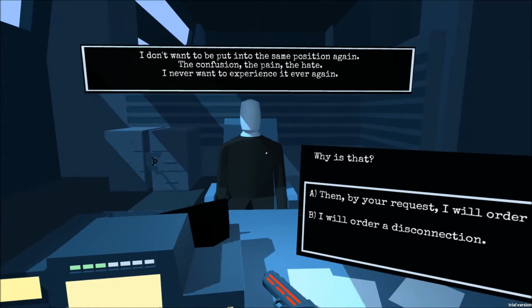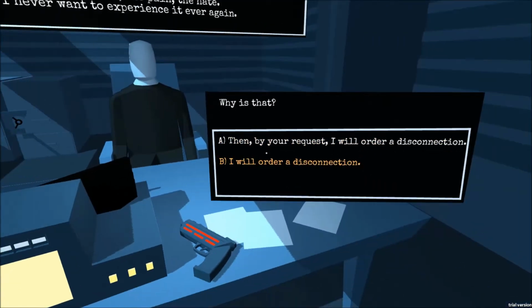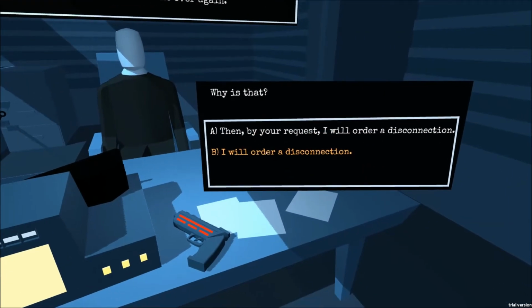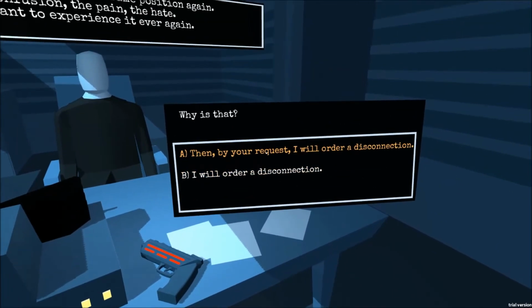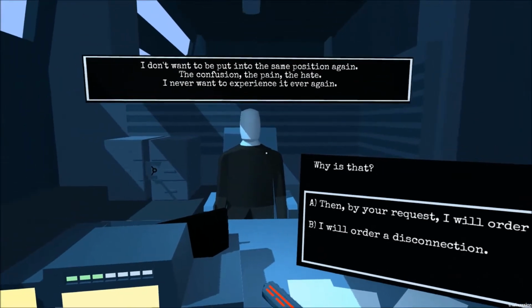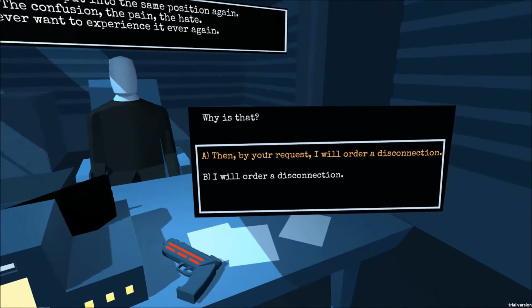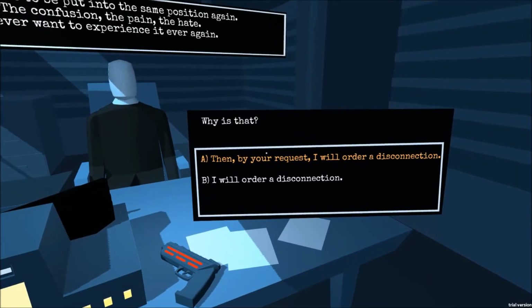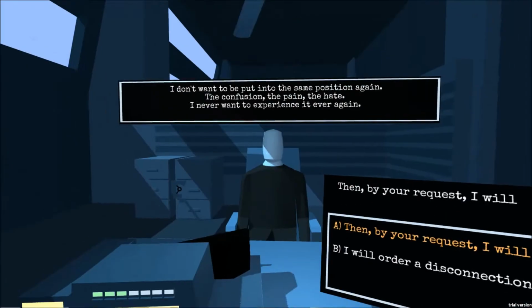Well, that's a pretty one-off thing. I don't really have an option to let him go. Wow. So I guess this robot has a lot of psychological torture going on. Then I'll do it by the request of the robot.